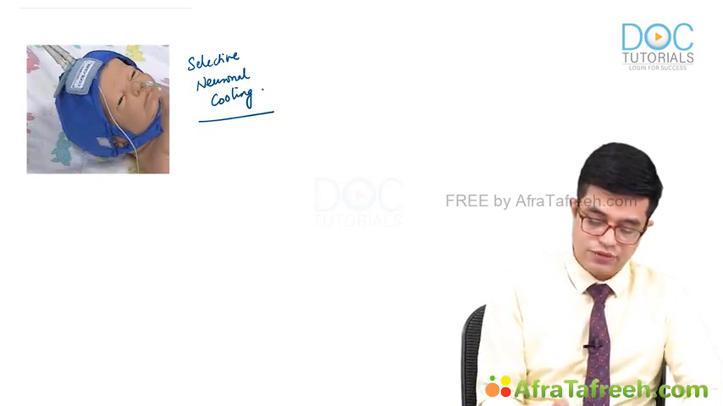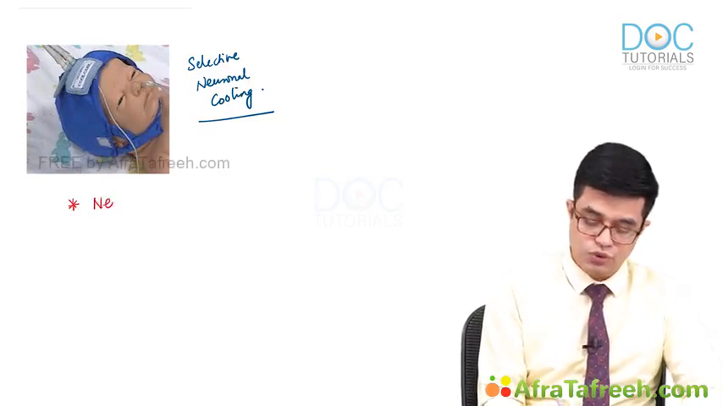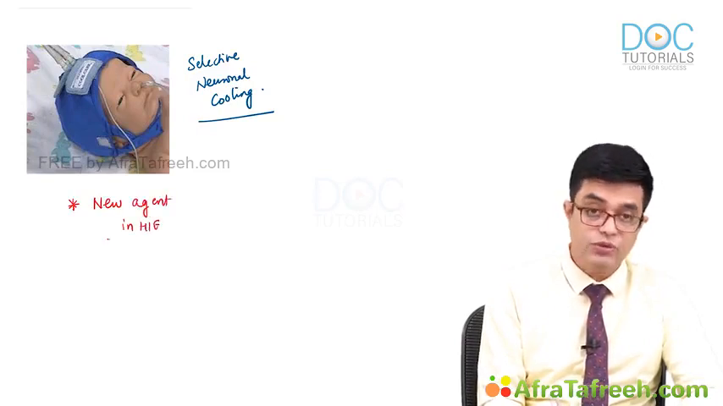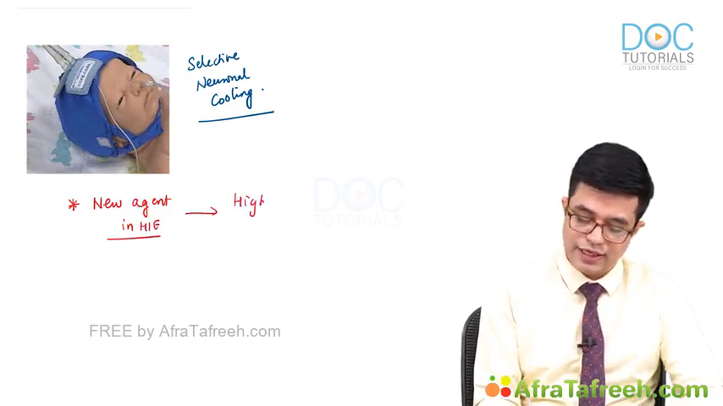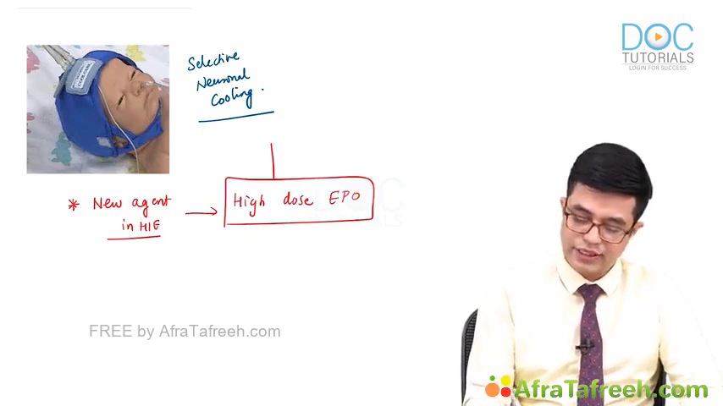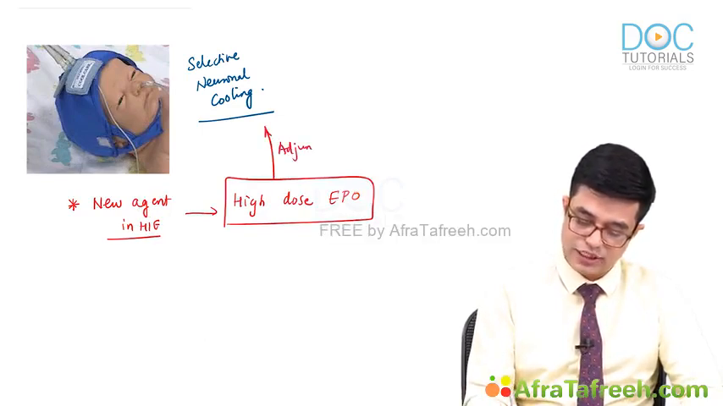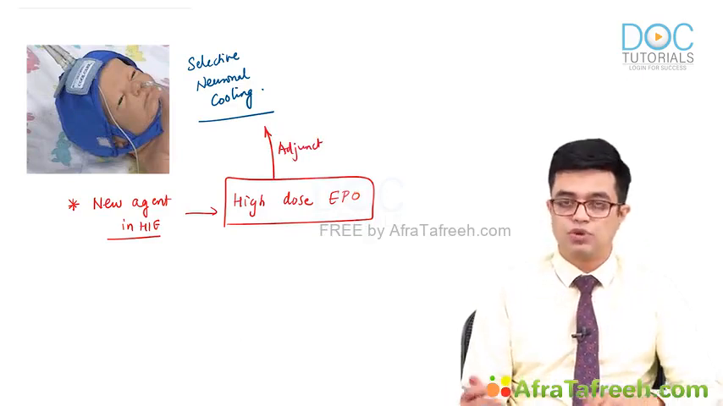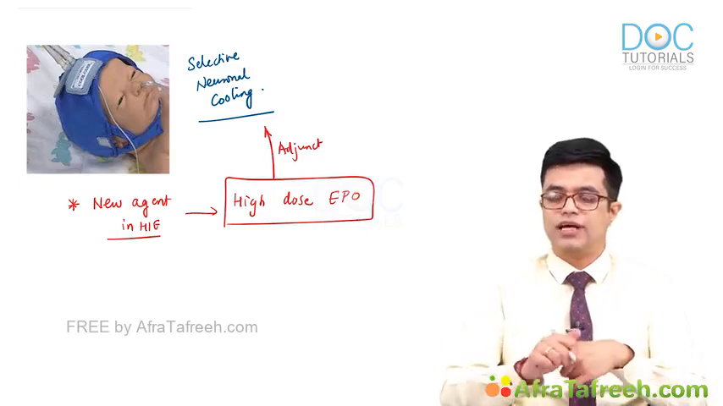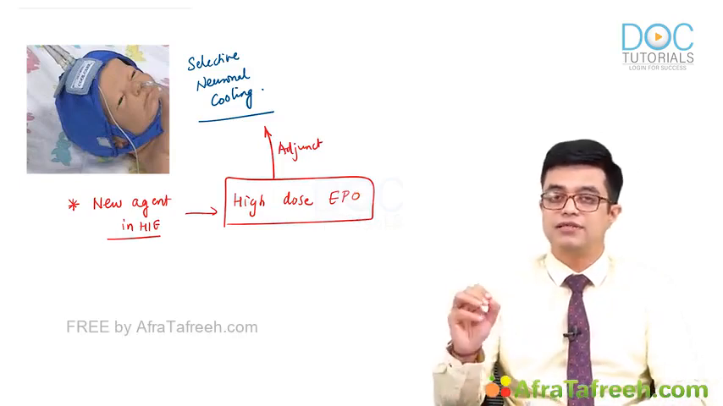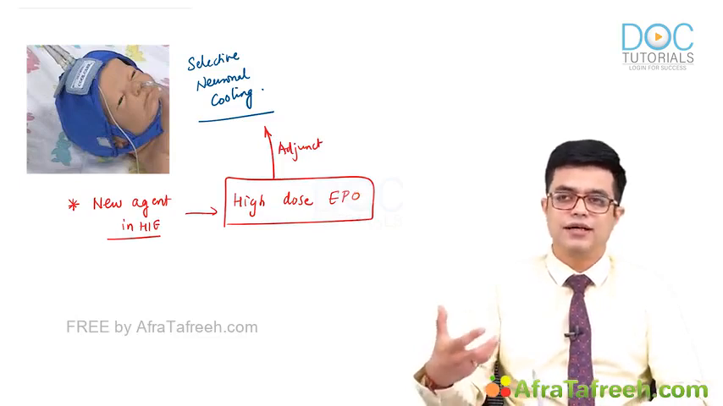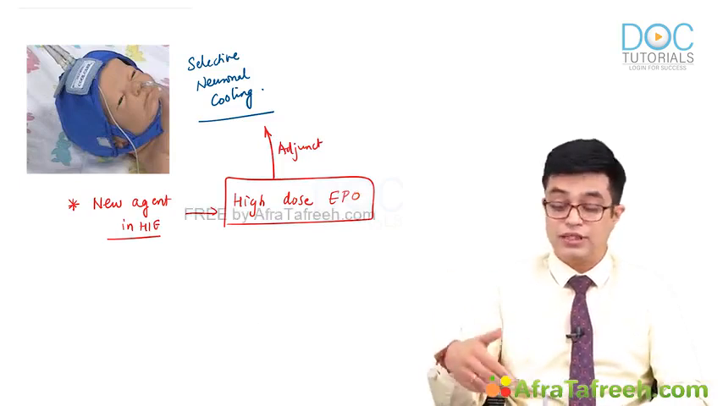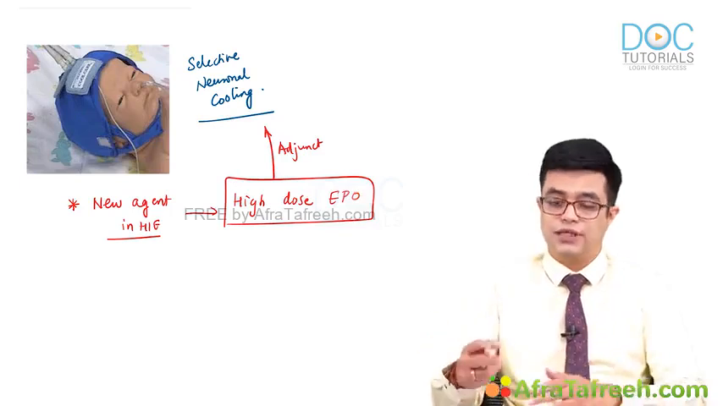And potential MCQ, MCQ pearl, a new agent which is now useful for HIE patients. The new agent which has been found useful is high dose erythropoietin, that is EPO. High dose erythropoietin is used as an adjunct to selective neuronal cooling and it has been shown to improve the long-term outcome. However, more studies are needed before it can be mentioned as an established therapy. But Nelson talks about it. It says early studies have produced very good results. So, it can be used. It is being used in some of the centers as an adjunctive therapy.